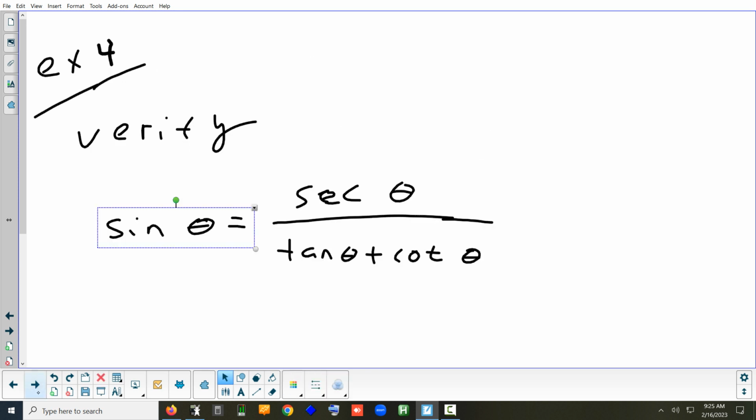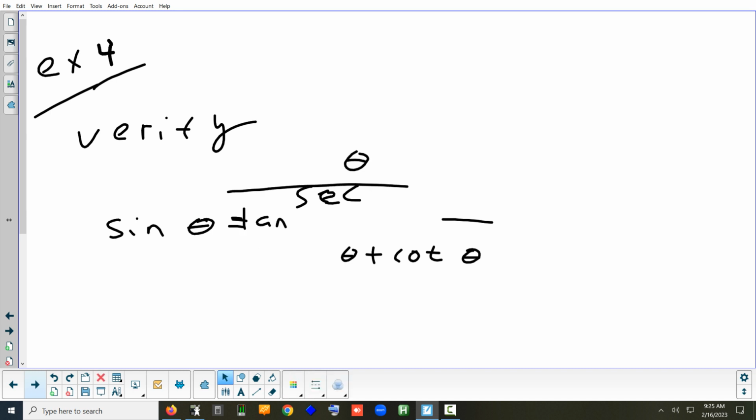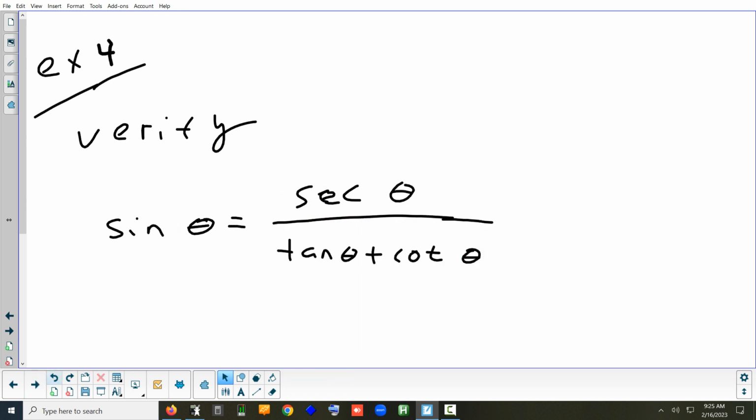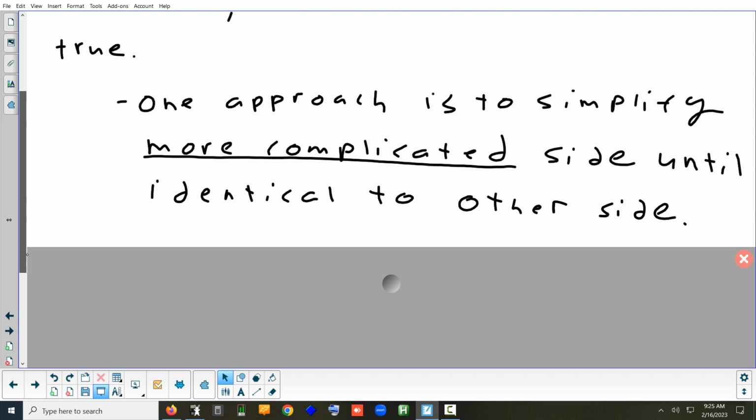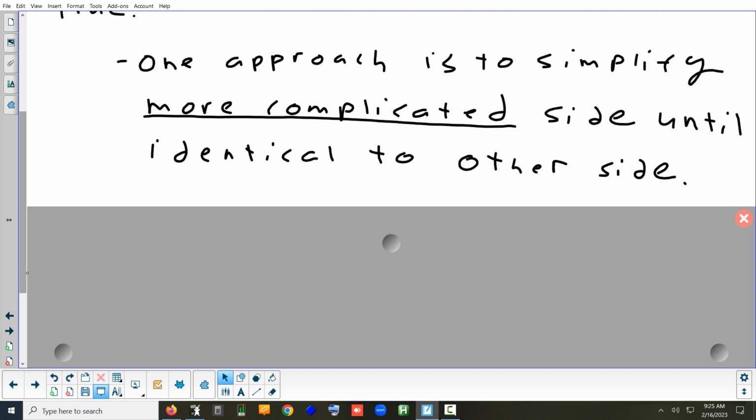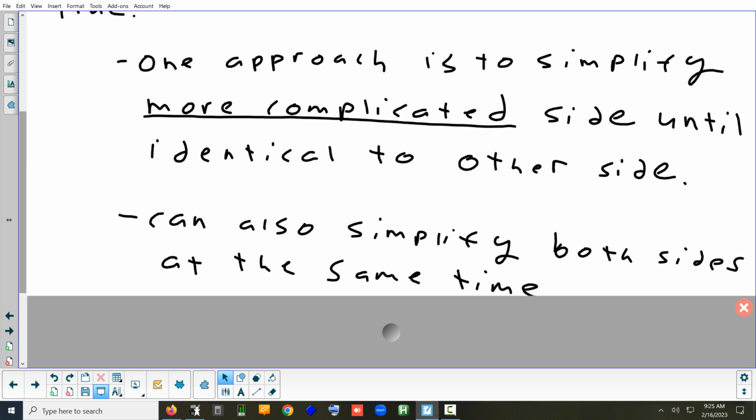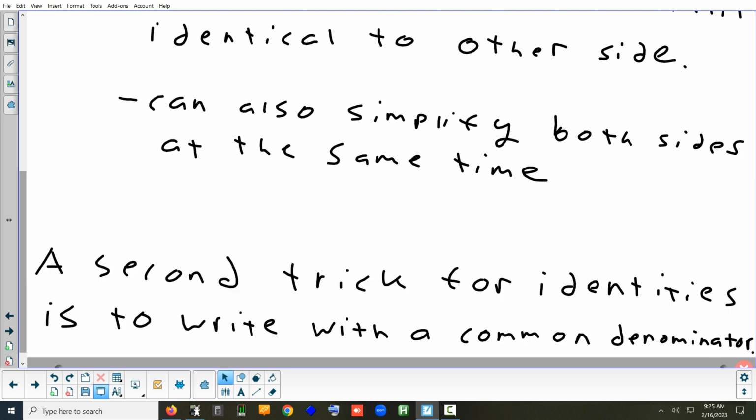Let me just go back to this for a second. You would want to work with this stuff and try to turn it into this. Don't try to take this and make it more complicated and turn it into that. That's going to be a lot harder to do. So that's the approach we're always going to do. I'm not even going to talk about any other approach.